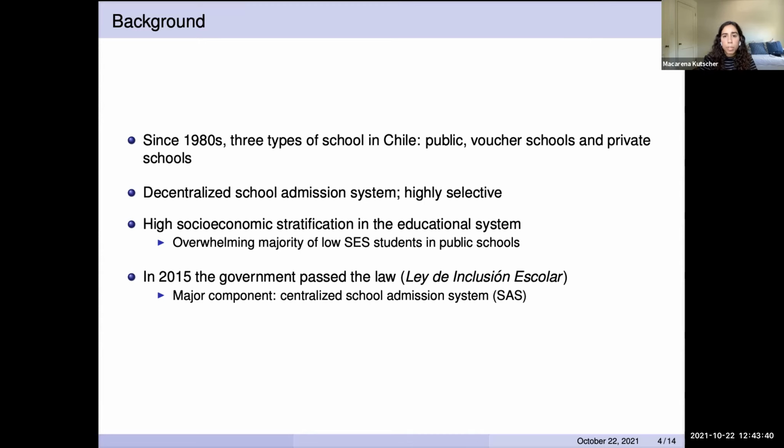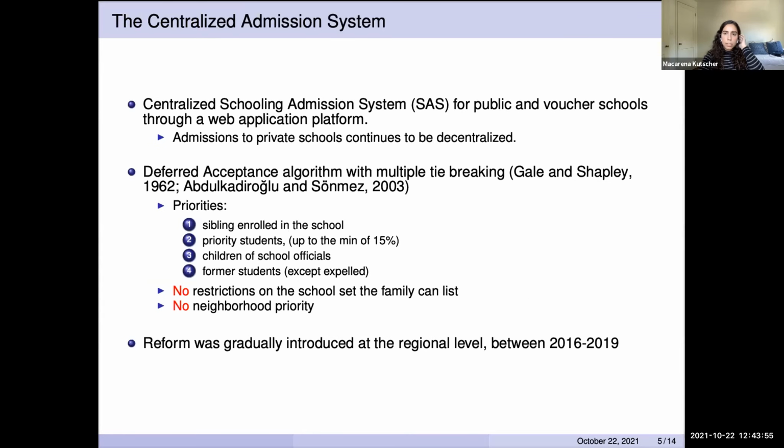So in an attempt to promote inclusion, in May of 2015, the Congress passed the inclusion law, or Ley de Inclusión Escolar, whose major component was a centralized school admission system. One of the foundations of this reform was the regulation of the school admission system for public schools as well as voucher schools, so the two types of schools receiving state support. This implies that a student must participate through this system if he or she seeks admission into these schools. And admission to private schools continues to be decentralized.